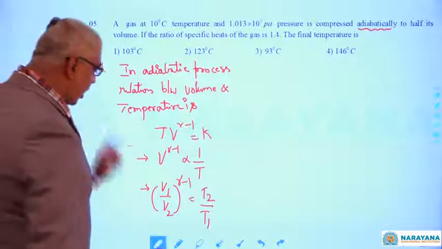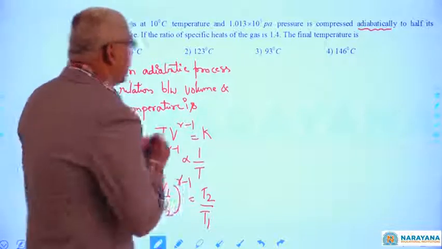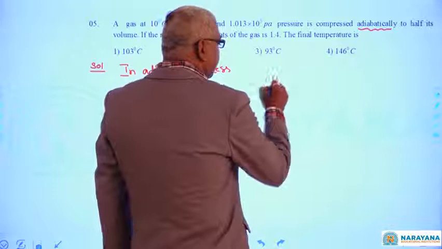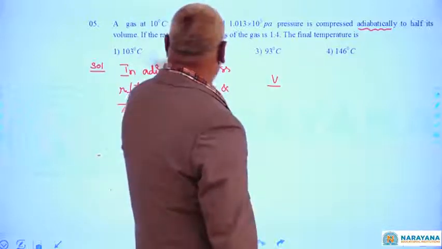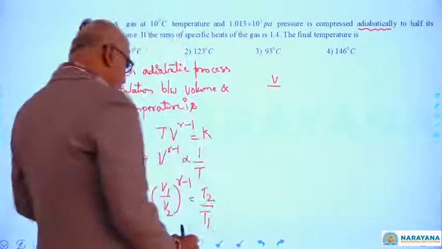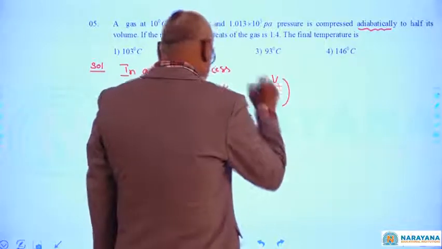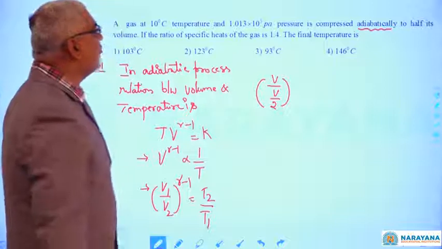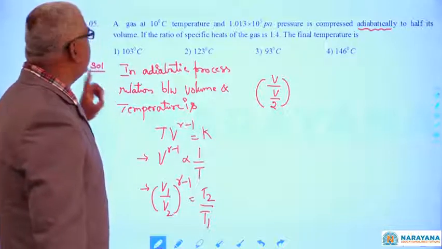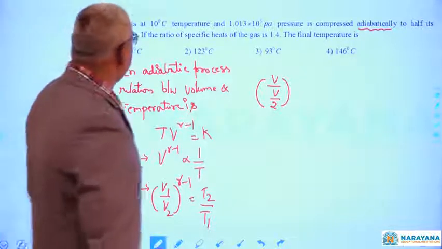Is it clear? Okay, substitute the values now. Initial volume is V. What about the final volume? Half of its volume, which means V by 2. Whole to the power of gamma minus 1.